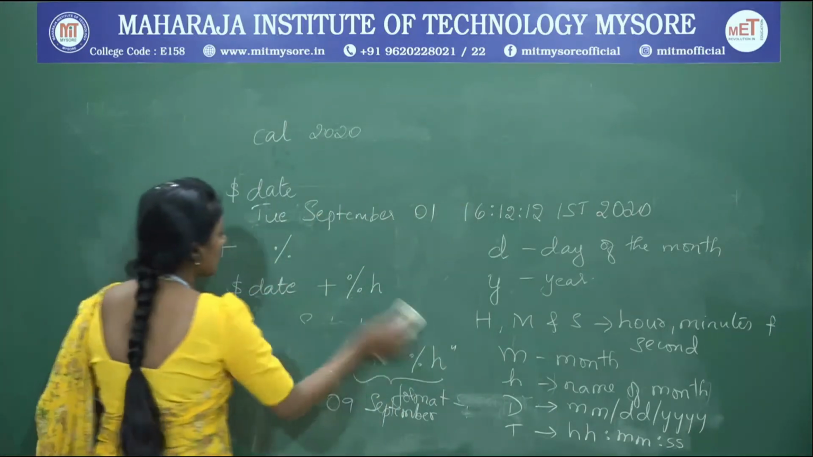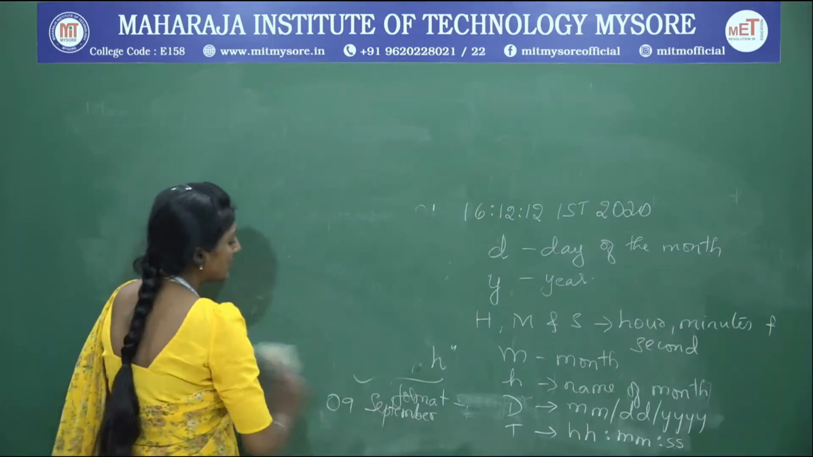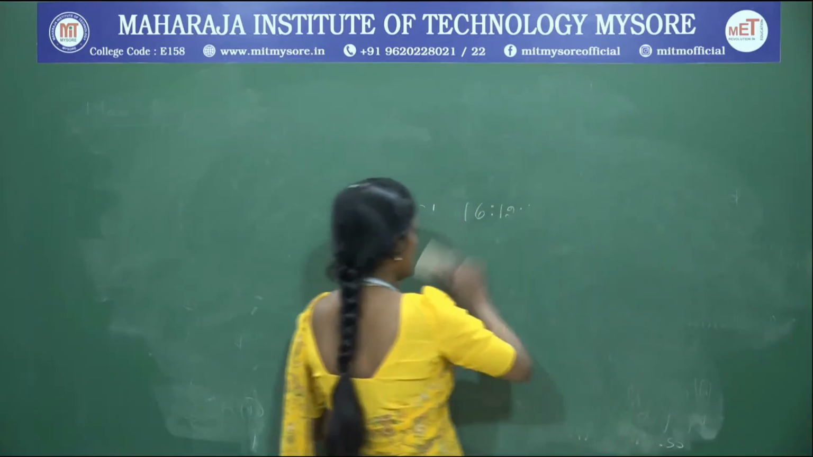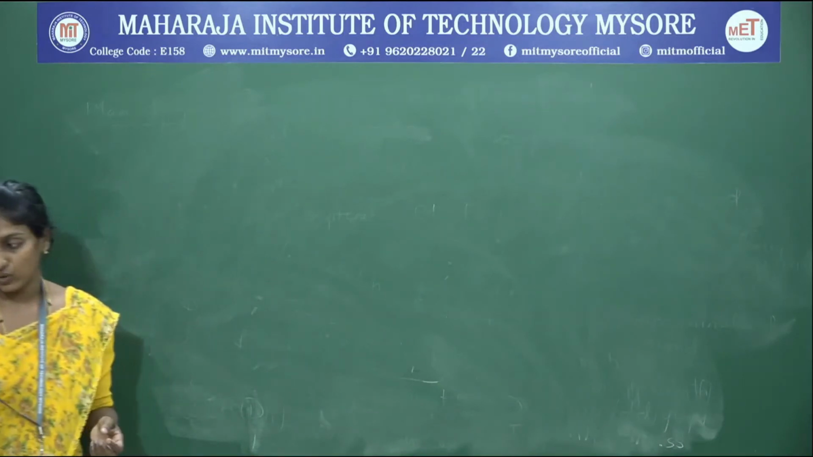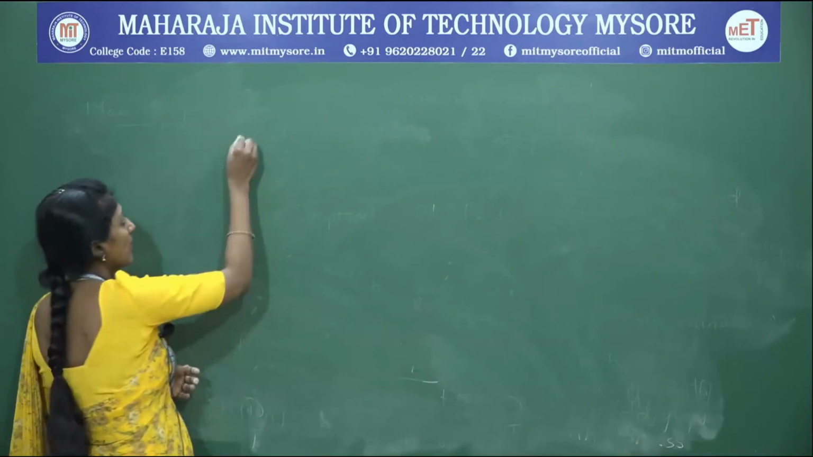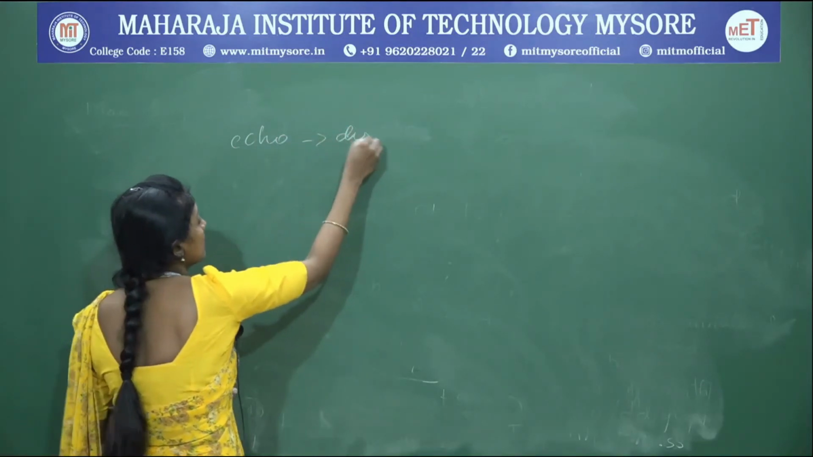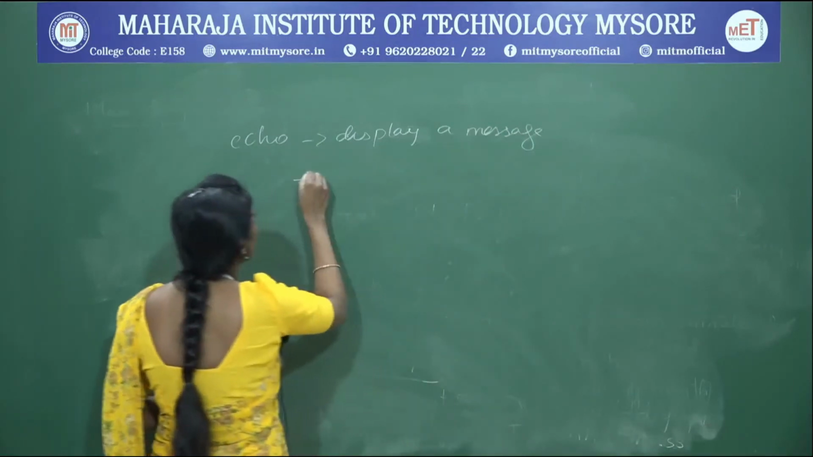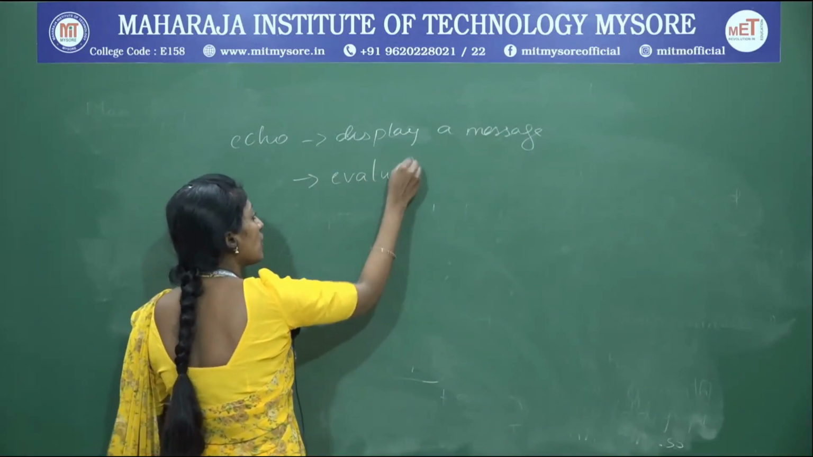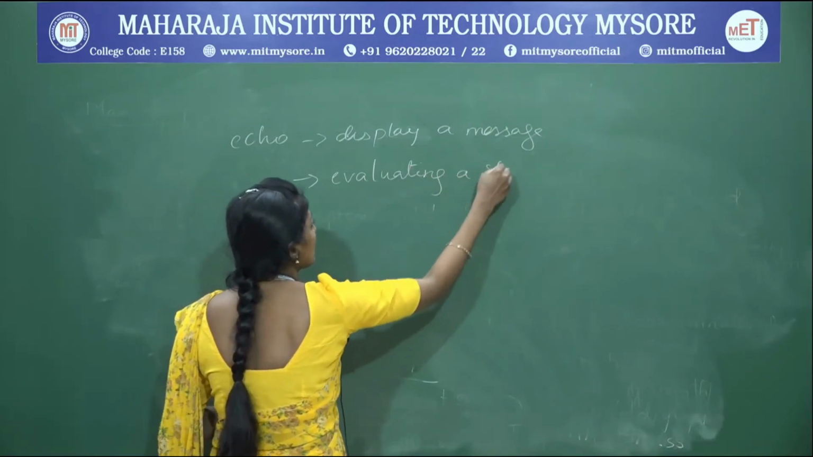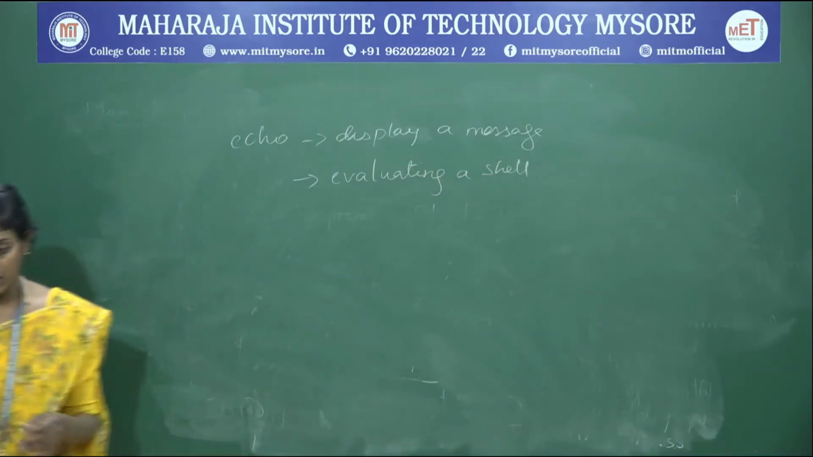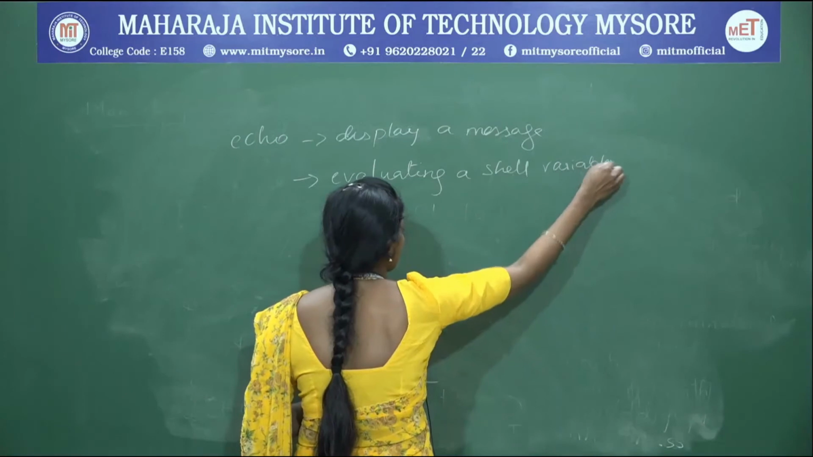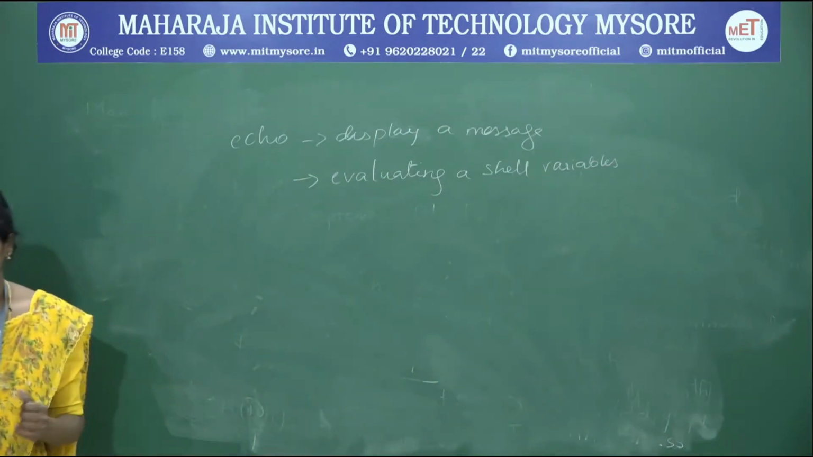So what does this echo command do? As we have already seen previously, the echo command is basically used for displaying a message. This is one usage of the echo command. One more usage of the echo command is for evaluating shell variables. So even for this it is used.